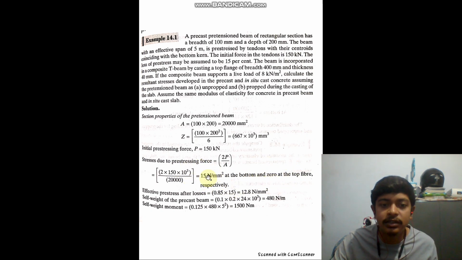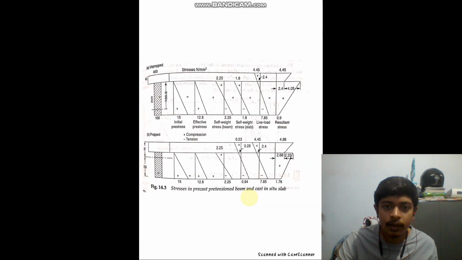Now this is the initial stress. In the problem it is given that there is a 15% loss. So obviously the effective stress will be 0.85 into 15, that is 12.8 Newton per millimeter square. If you see the diagram, 15 is the initial stress, and the effective stress in both cases is 12.8.